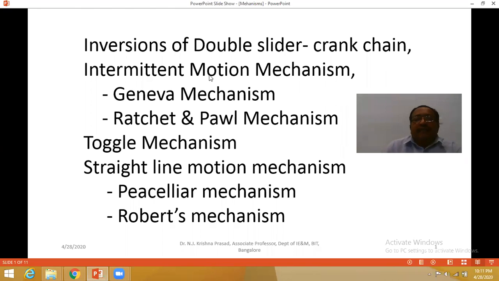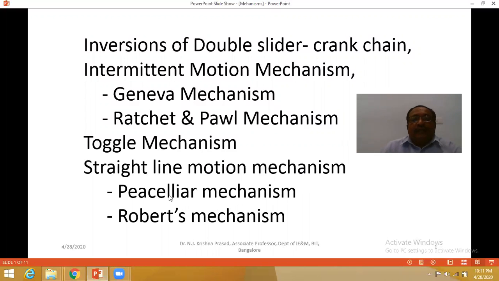Today, I am going to explain the inversions of the double slider crank chain and the intermittent motion mechanism. Some of the examples I took in the intermittent motion mechanism are the Geneva mechanism and the ratchet and pawl mechanism. I am also going to explain the toggle mechanism. In addition to this, I will explain the straight line motion mechanism.